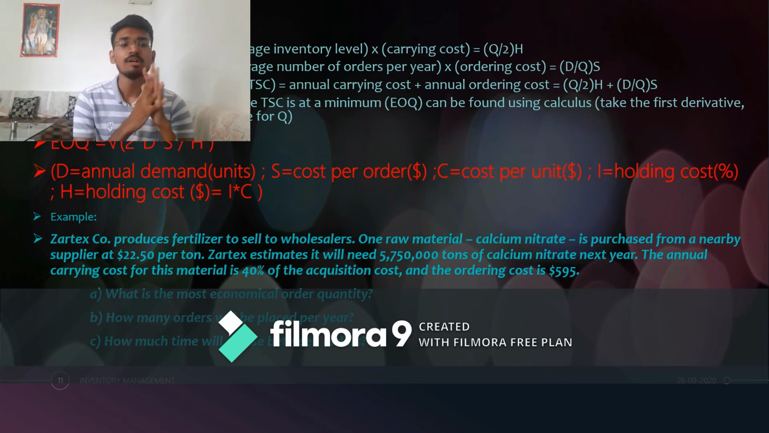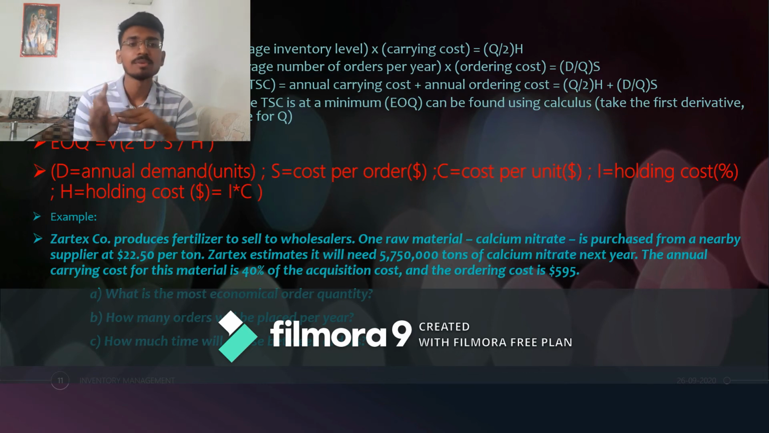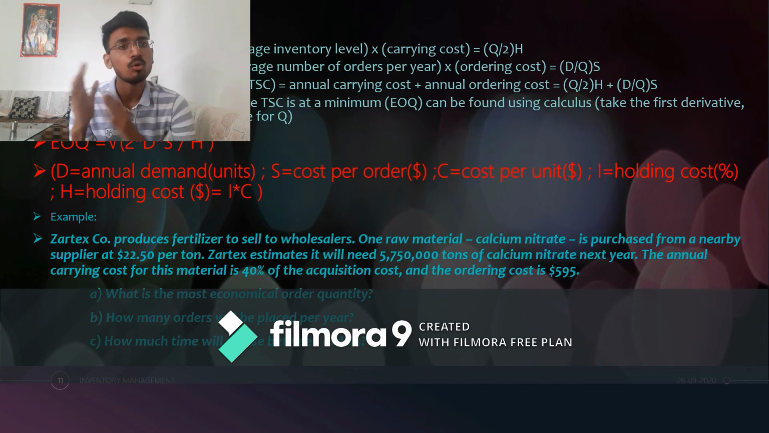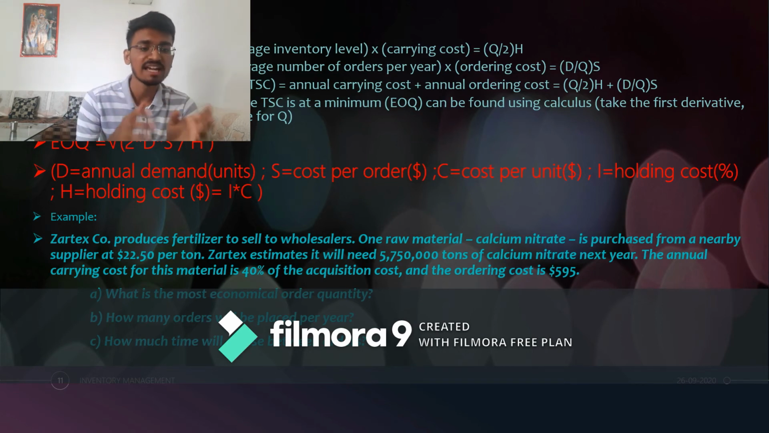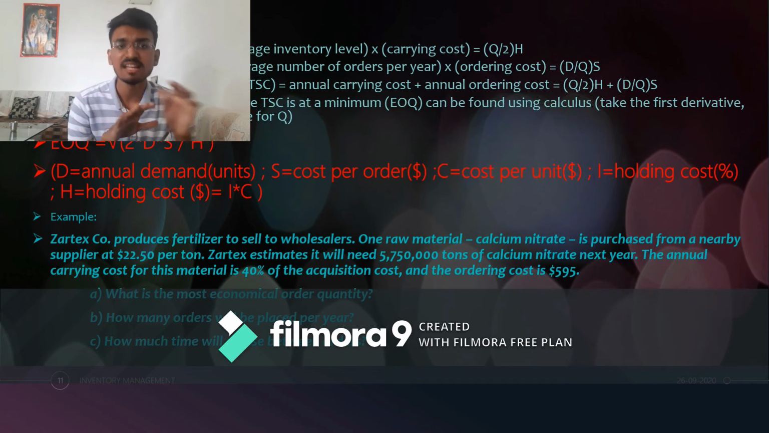Okay. What is C? C is the cost per unit, which is in dollars. What is I? I is the holding cost in percentage, and H is the holding cost in dollars. So H can be calculated using I and C as H equals I into C. Sometimes H is not given, so we have to use I and C to find H. We'll see that in the example.